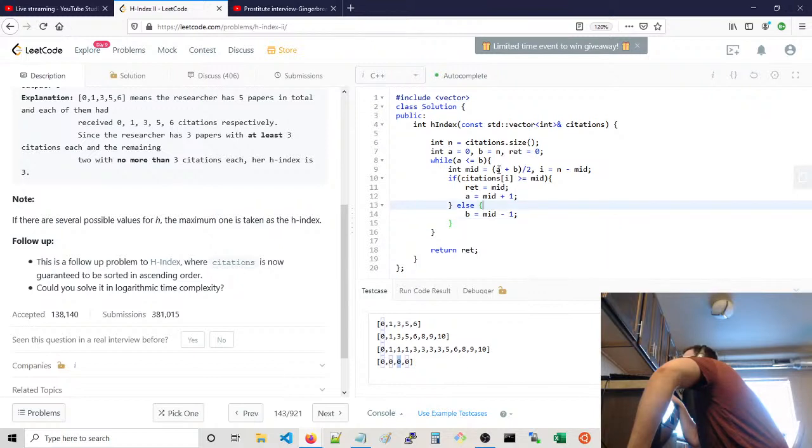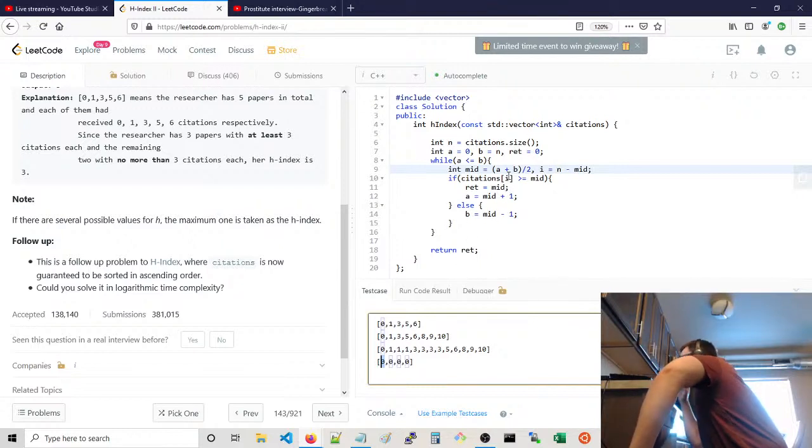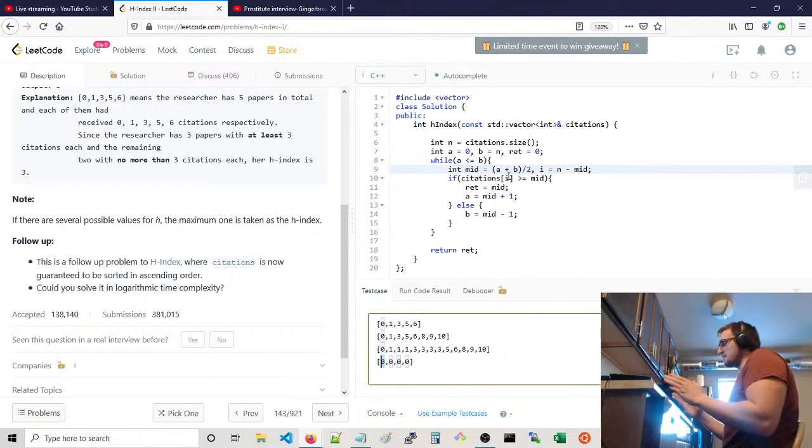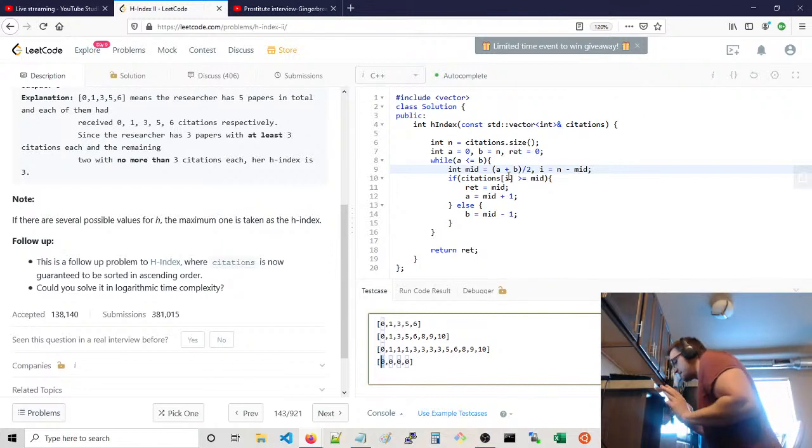So 0 and 1 we look at. And we say, okay, 0 plus 1 divided by 2 is 0. So look at index 0. So that's what we're going to look for now. So we went from looking at 0 through 4 for the possibilities. Now we're looking for 0 through 2.